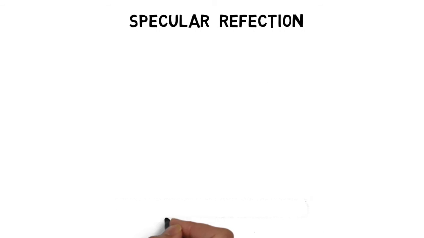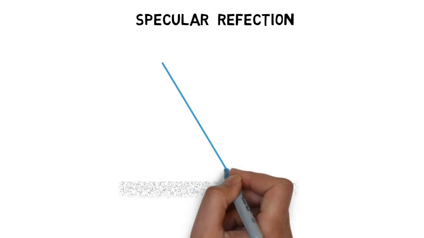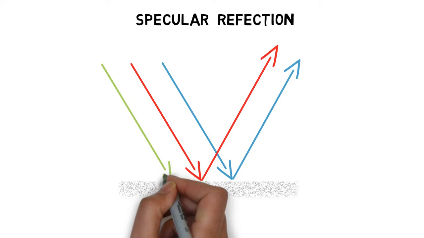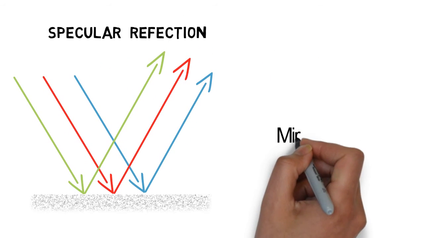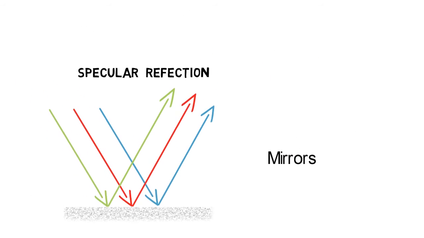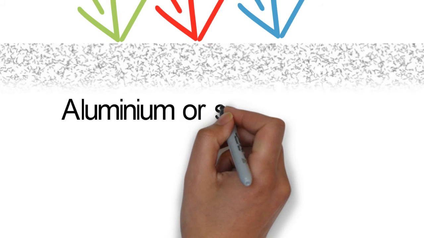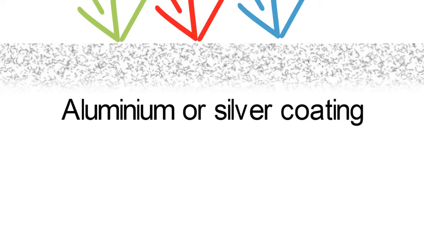In specular reflection, a ray of light from a single incoming direction is reflected in a single outgoing direction. This is what happens on very smooth surfaces and mirrors. The light rays remain organized, image remains intact after reflection, and this allows images to be seen. If incident rays are parallel, then reflected rays are also parallel. To make specular reflection possible, mirrors have a reflecting coating, which is usually aluminium or silver.